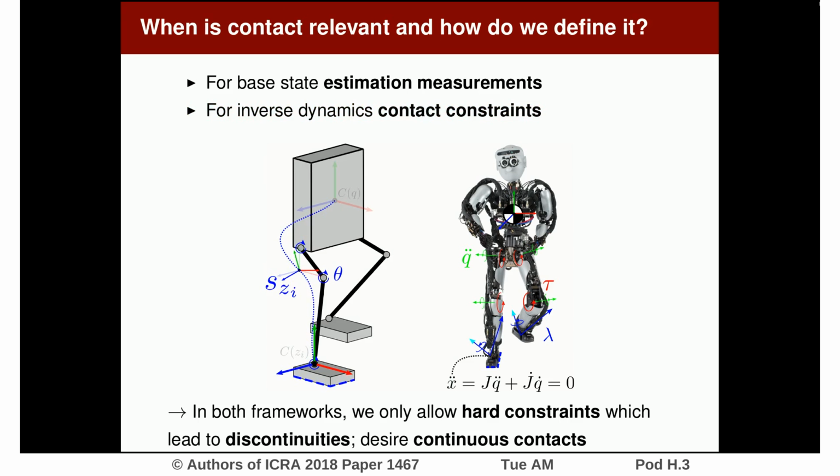So in both of these frameworks, we only allow hard constraints, which means that we end up having discontinuities in our estimation and our control. So here we'd like to come up with a method of continuous contact switching if possible.